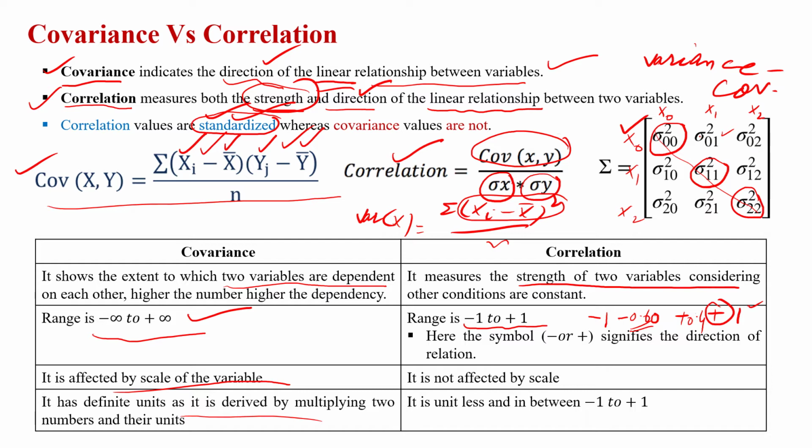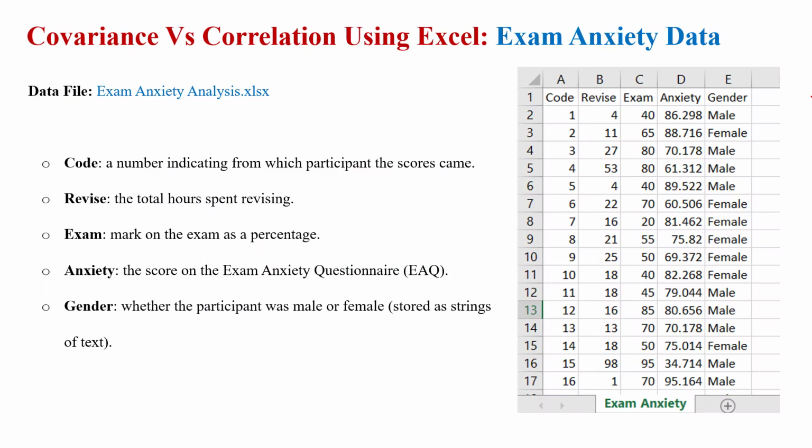Similarly, we can represent the correlation matrix. Normally the diagonal values would be 1, so this would be 1, this would be 1, this would be 1, and the off-diagonal values would be written as 0,1 and 0,2. That is the correlation between the x0 variable and the x1 variable, x0 and x2, and similarly x1 and x2. So you can develop the correlation matrix as well as the variance covariance matrix if you have multiple variables.